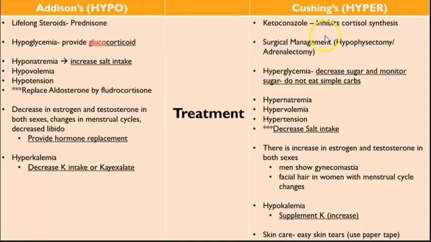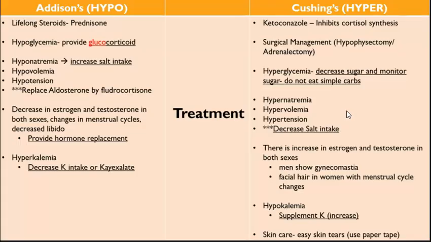So ketoconazole inhibits cortisol synthesis. We can also do surgical management. So if there is a pheochromocytoma, a tumor on that adrenal gland that is causing hypersecretion of cortisol, maybe they need to get that removed. For hyperglycemia, we're going to do diet and lifestyle changes. So decrease sugar, monitor sugar, do not eat simple carbs. For their salt, we're going to lower their salt intake. Remember, it's 2 grams a day.